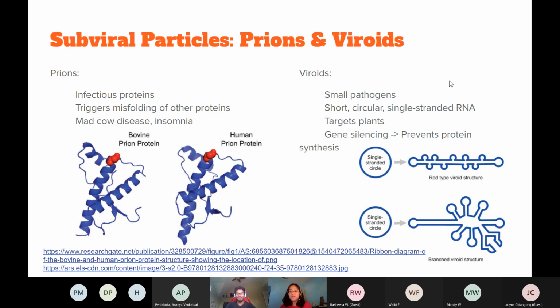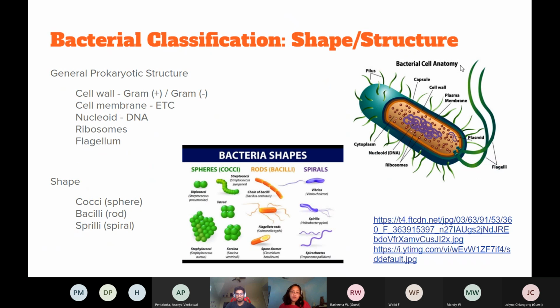And then we have viroids. These are small pathogens, and their structure is, as we went over in our warm-up question, short, circular, single-stranded RNA. They target mainly plants, but there are exceptions. The textbook mentioned that hepatitis B and hepatitis D are associated with viroids, so humans can be infected with viroids. Their function is to silence genes by attaching to RNA sequences, usually large chunks of RNA sequences, and this prevents protein synthesis. So prions disrupt protein expression, while viroids prevent proteins from even being made. So that's those two.